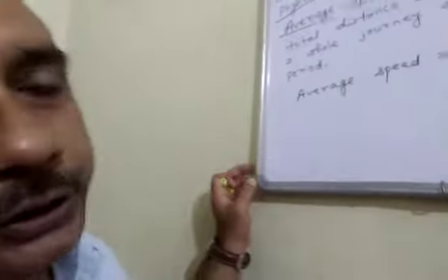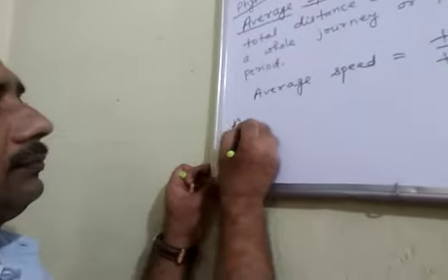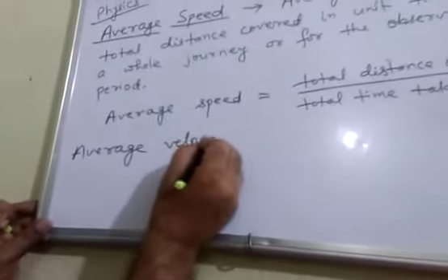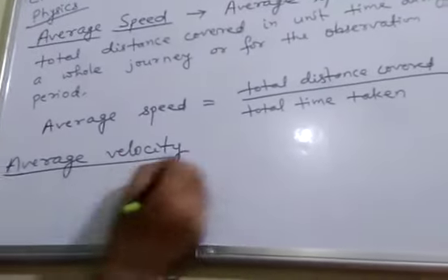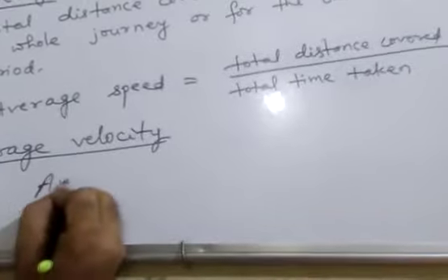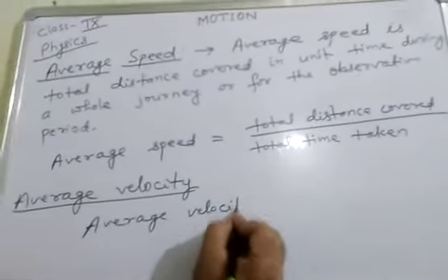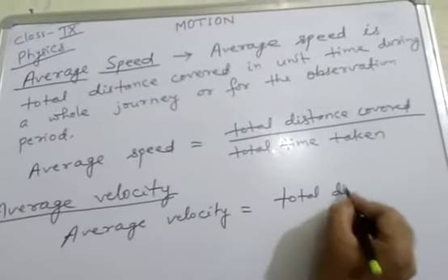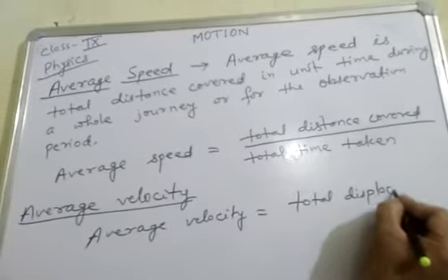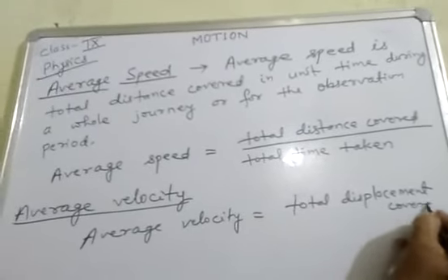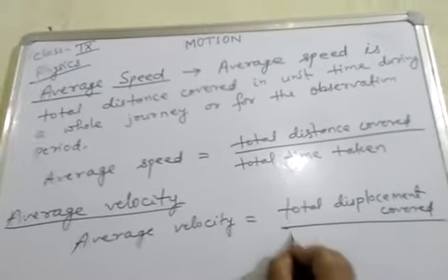Now, average velocity. The same way, average velocity is total displacement covered by total time taken.